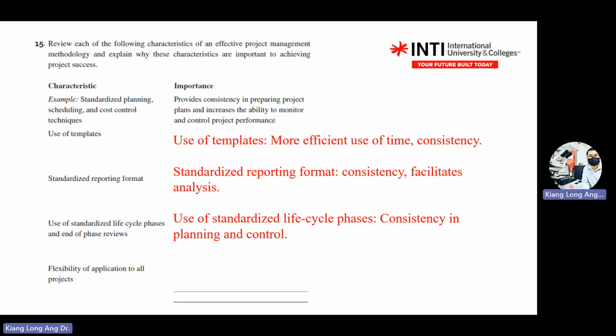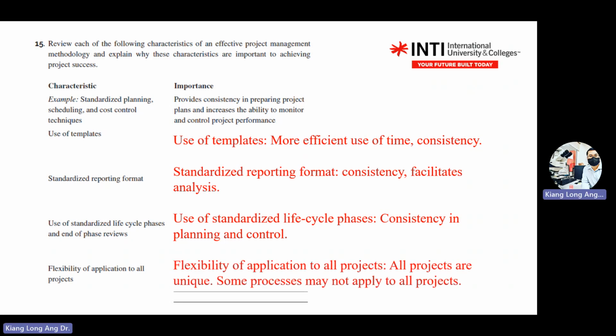On the spot decision making. Okay, so this one I give the answer. Because all projects are unique. That's why you cannot fix and say you have to use one method. Flexibility means, okay, for project A I use this way; for project B I can still use this one, but with a little bit of changes. For example, Proton has lots of models.